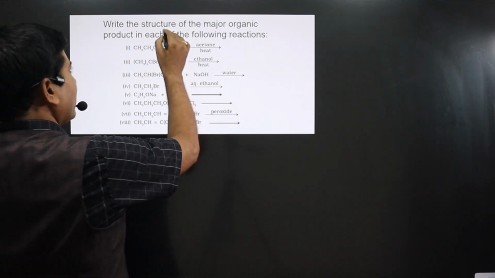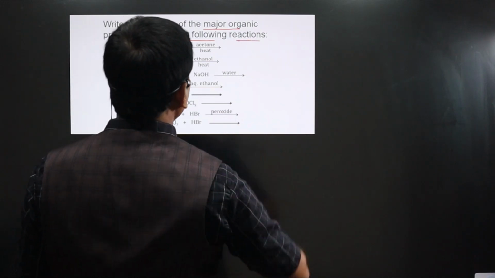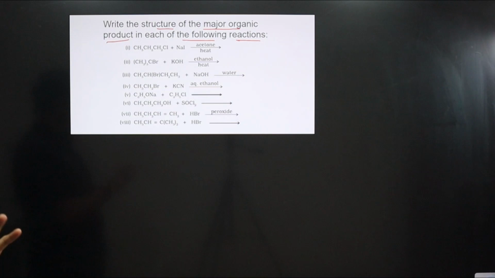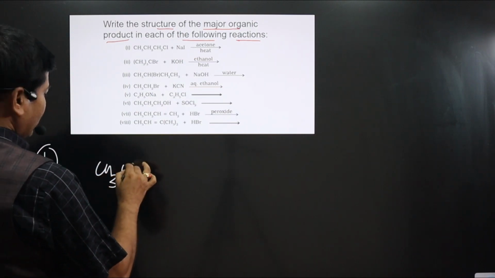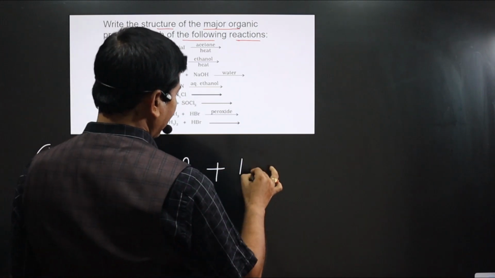The question says write the structure of the major organic product in each of the following chemical reactions. So you can see there are 8 chemical reactions given here and we have to write the product one by one. Let's take the first chemical reaction. We have CH3CH2CH2Cl. Next we have NaI. Pay attention carefully.